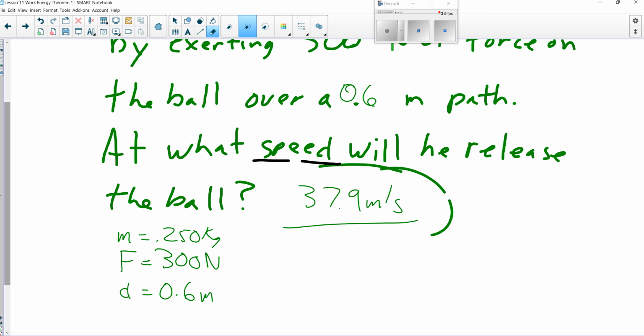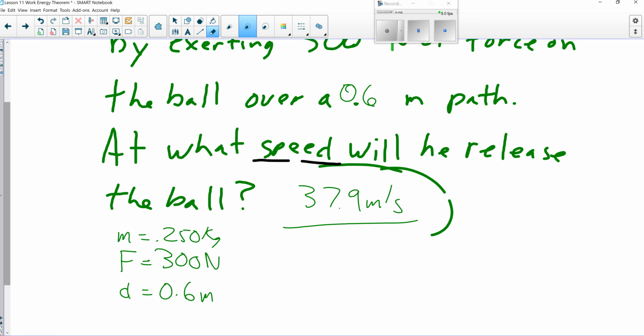Okay, we're looking for the speed he will release the ball. Would that be the initial or the final speed? It would be our final, because this is where you have to get stuff from the context of a question. This is why we do so many examples, because this part is tricky.